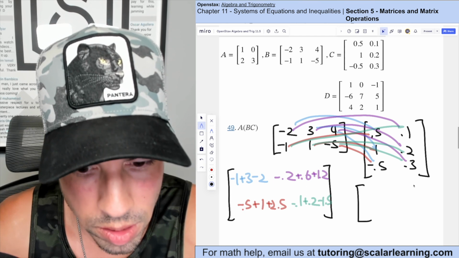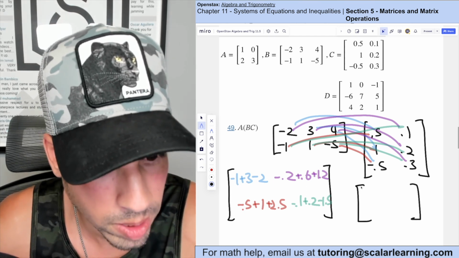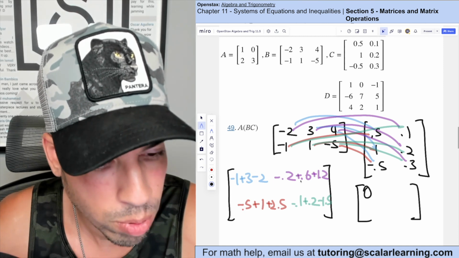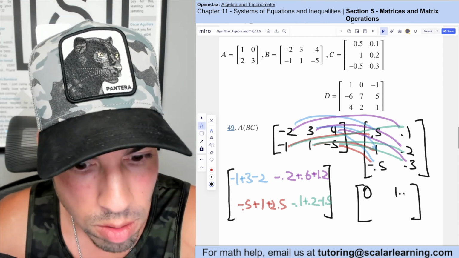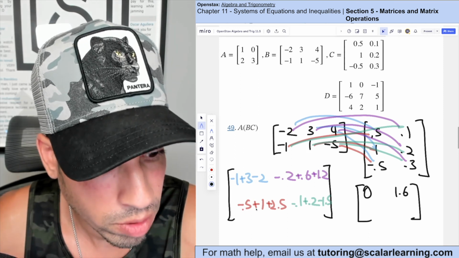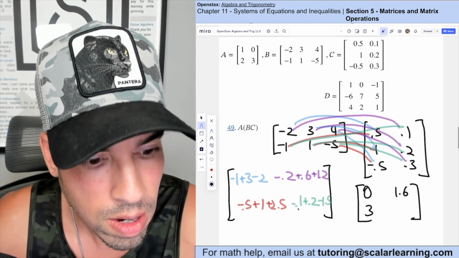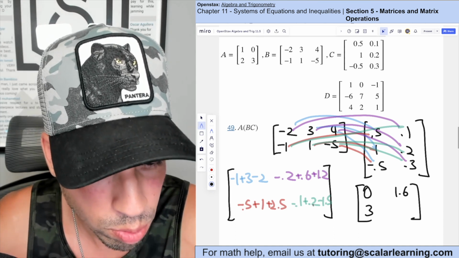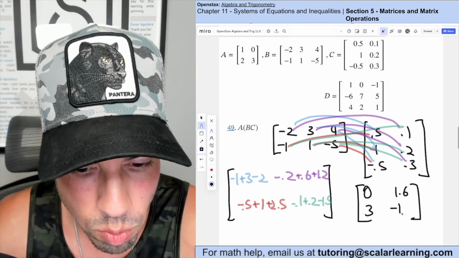So now as we consolidate everything to get our 2 by 2, we get negative 1 plus 3 is 2 minus 2 is 0. Negative 0.2 plus 0.6 is 0.4 plus 1.2 is 1.6. Here we got negative 0.5 plus 1 is 0.5 plus 2.5 is 3. Last but not least, negative 0.1 plus 0.2 is 0.1 minus 1.5 is negative 1.4.